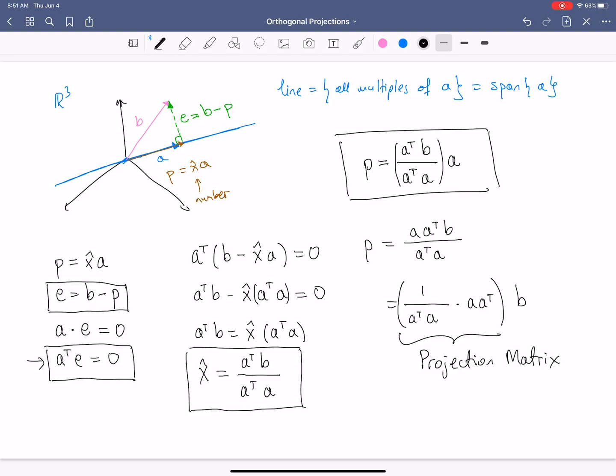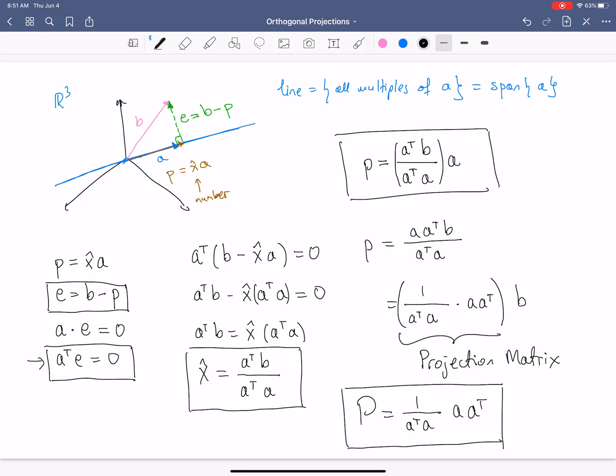The reason I moved away from writing this as a fraction is because we normally don't divide matrices, but 1 over A transpose A is a number, because A transpose A is the dot product of two vectors. Therefore, this will be just a number, and we would be multiplying that number times the matrix A. This will be the projection matrix, which we apply on the vector B to get the projection little p. So the projection matrix, capital P, is 1 over A transpose A times A transpose.